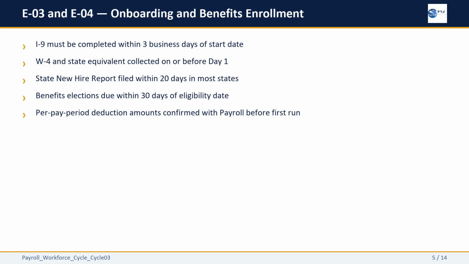Onboarding is where the legal paperwork gets locked in. The I-9, which verifies work authorization, must be completed within 3 business days of the start date using original documents. Copies are not acceptable. The federal W-4 and any state equivalent tell payroll exactly how much income tax to withhold. Most states also require you to file a state new hire report within 20 days. Once benefits are elected within 30 days of eligibility, those deduction amounts go straight to the payroll team, so they are loaded before the first paycheck.